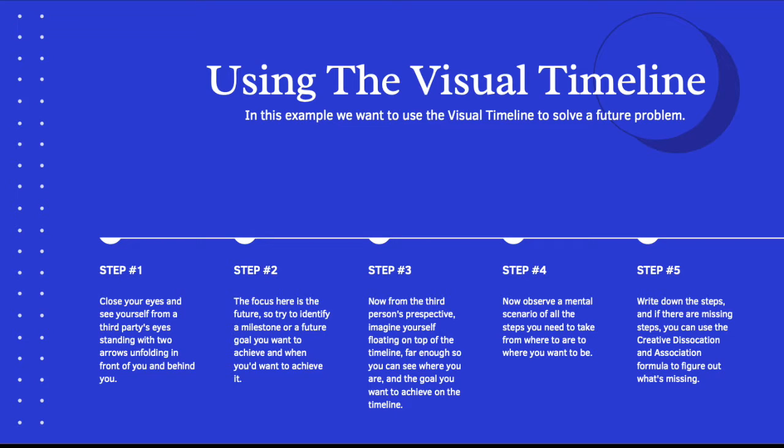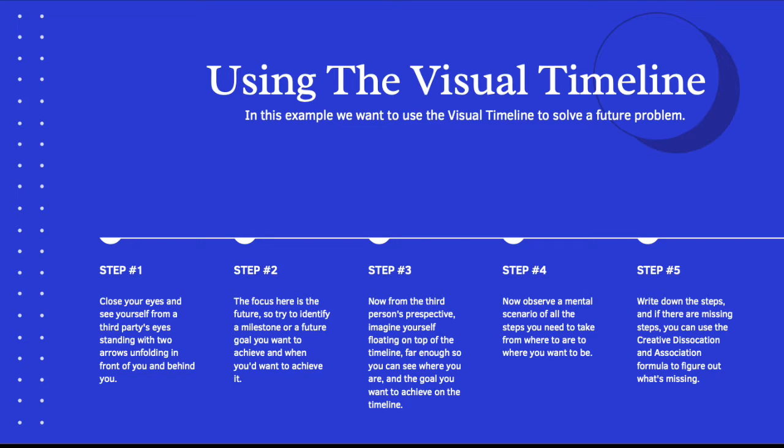And what you need to do when you're done with the exercise is write down those steps that you were imagining and visualizing. Because once you write them down after the visual timeline system session, you will be able to then break them down and work on them.